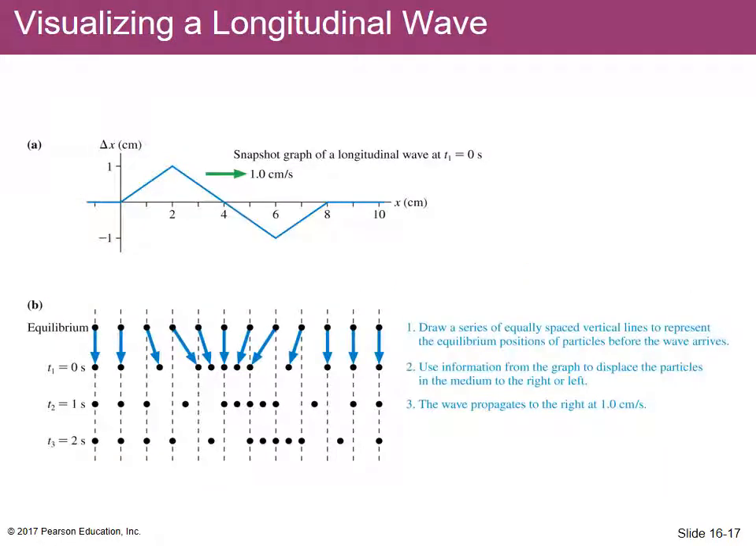To visualize a longitudinal wave, we do not look at the transverse displacement, but motion along the direction of travel. Draw a series of equally spaced vertical lines to represent the equilibrium positions of particles before the wave arrives. Use information from the graph to displace the particles in the medium to the right or the left. The wave propagates to the right at 1 centimeter per second.